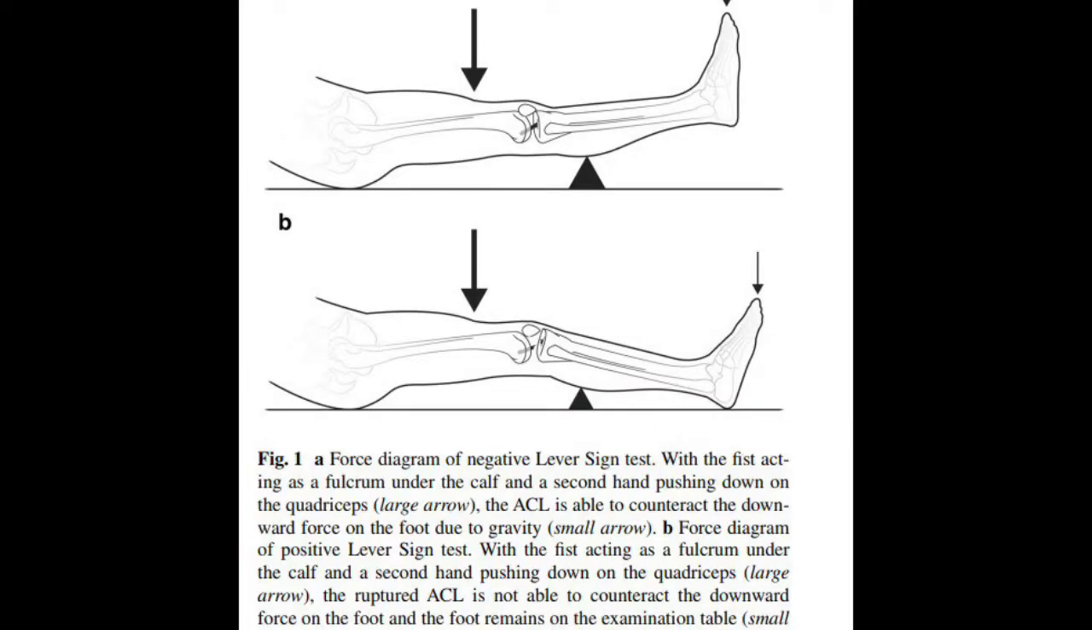First, we're going to talk about a negative lever sign. When looking at example A, you will place your fist underneath the calf, acting as a fulcrum, with the second hand pushing down on the quadriceps. A negative lever sign will cause the ACL to counteract the downward force applied to the quadriceps, elevating the lower leg.